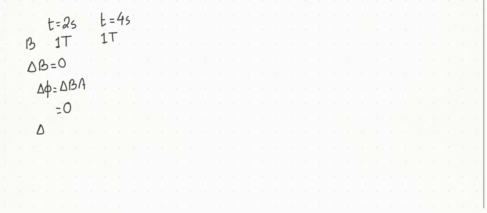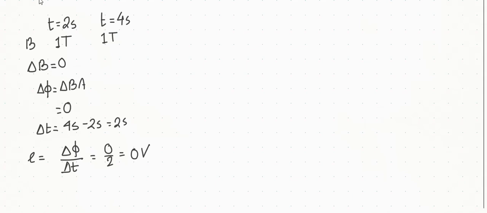Since del phi is 0 but del t is not equal to 0, that is 4 second minus 2 second, del t is 2 second here. So E is equal to minus del phi by del t, or simply if I take the magnitude, there is no necessity of writing this negative sign here. So simply del phi by del t will become 0 divided by 2. That means 0 volt. No EMF is induced here.